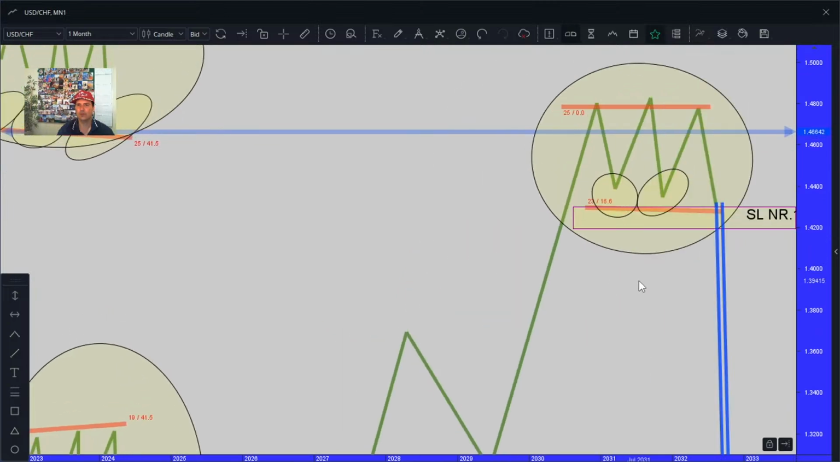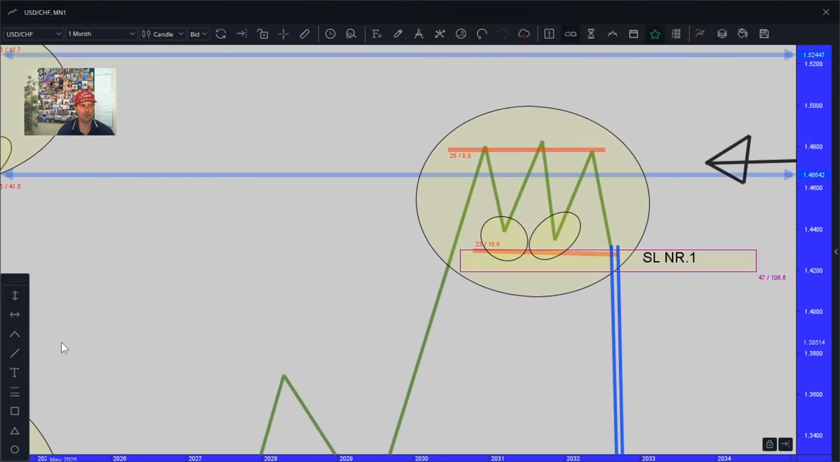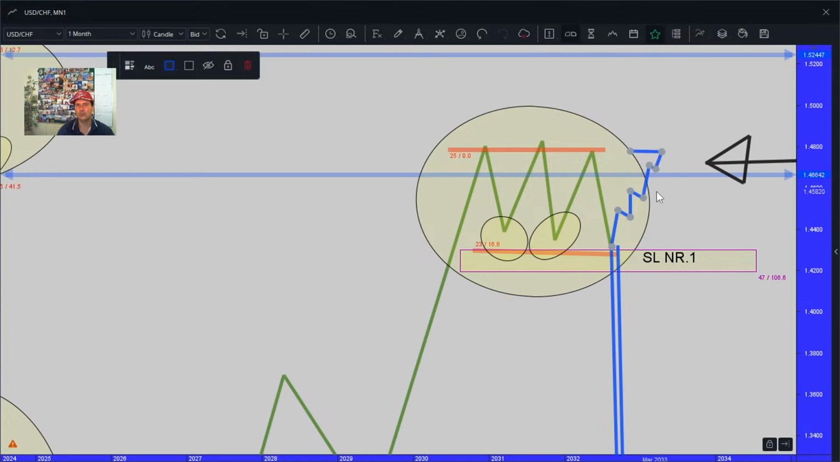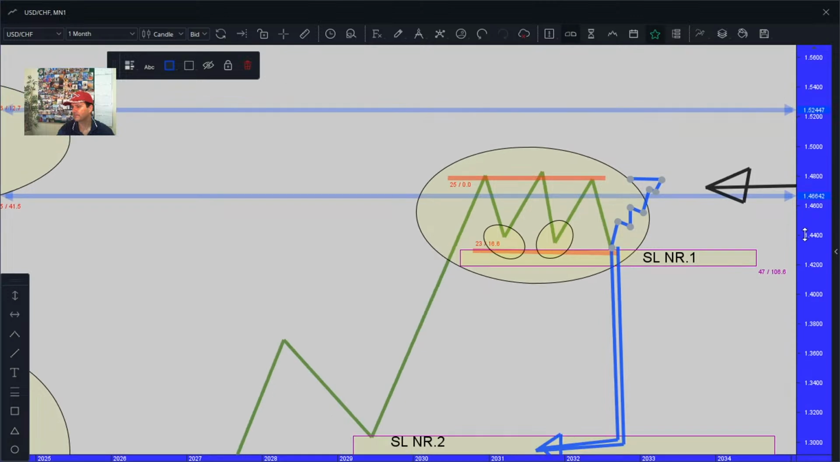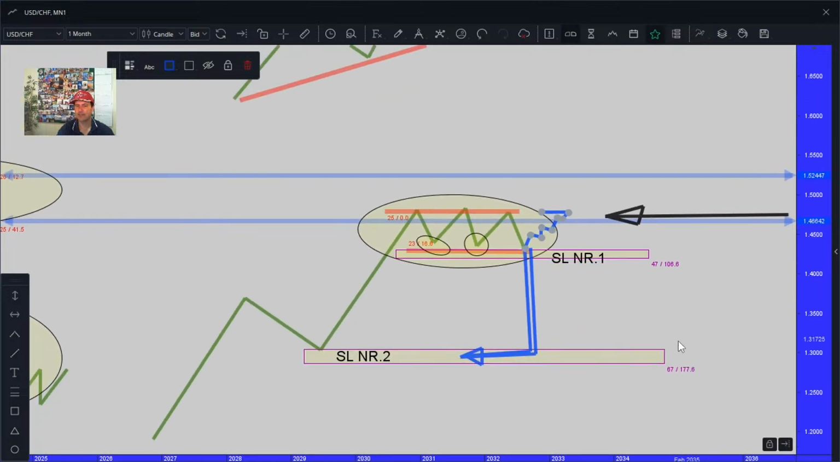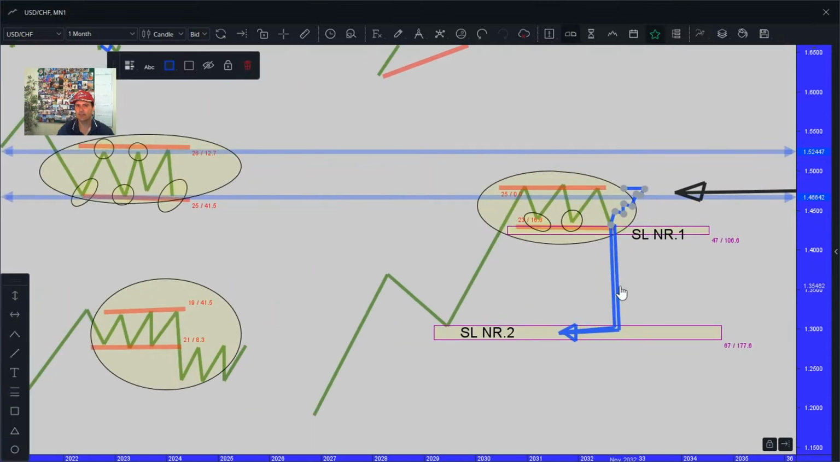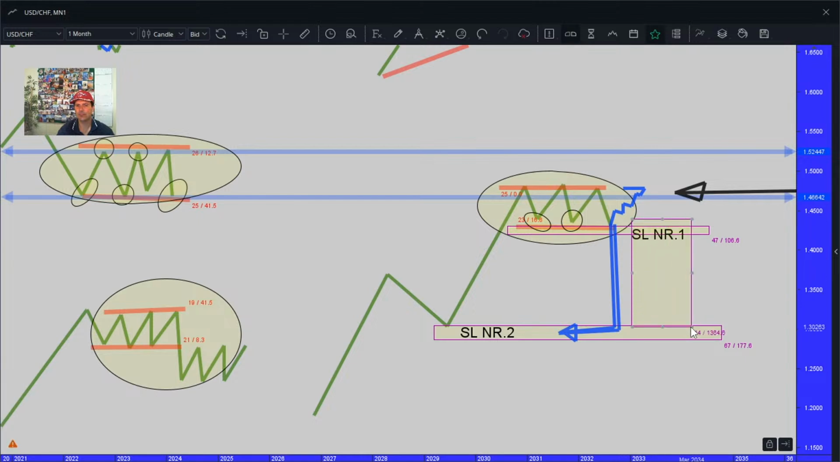If you are going to buy support in an uptrend and the market goes up to here, you cannot profit take up in here. Why not? Exactly. Because of risk reward.